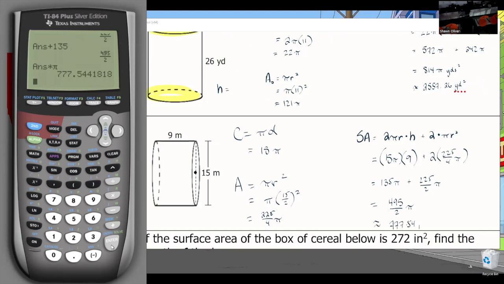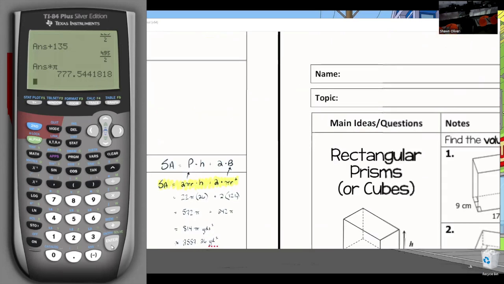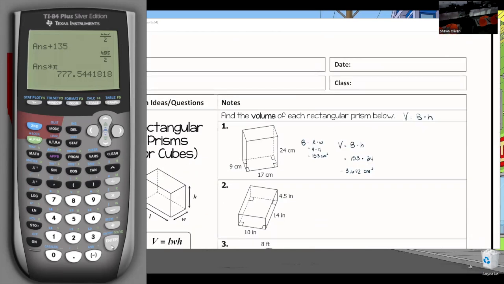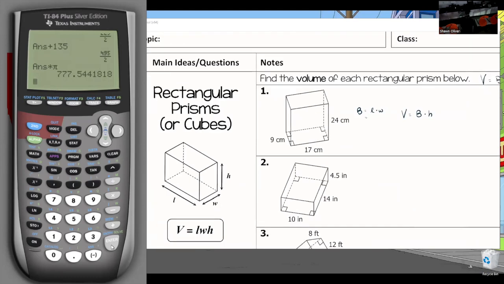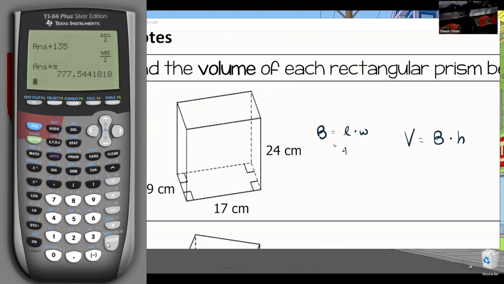And meters squared was our unit. Okay. Volume's a little different, not that much different though. Now it will say length times width times height, so it might be a little simpler in this scenario, but I still like doing base area times height. It just simplifies it. So the base area is 9 times 17.